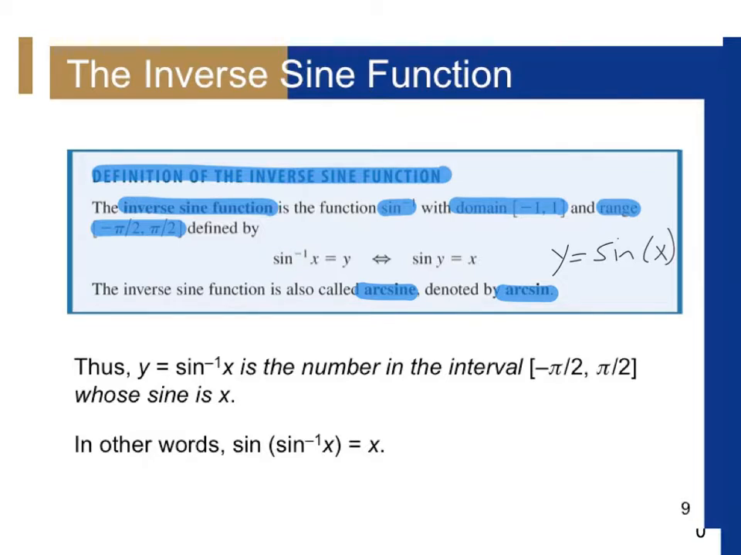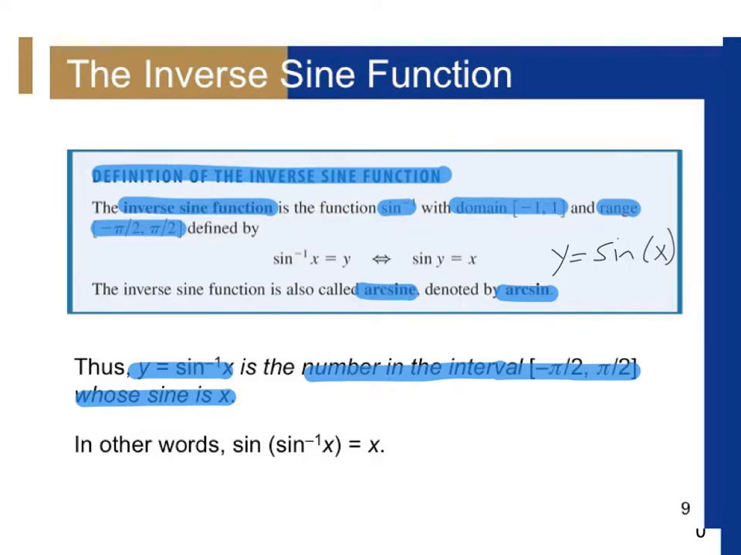So let's think about what this is. y equals inverse sine of x is the number in the interval minus pi over 2 to pi over 2 whose sine is x. In other words, we're given what the sine of the angle is, and we're going to find out what the angle is.